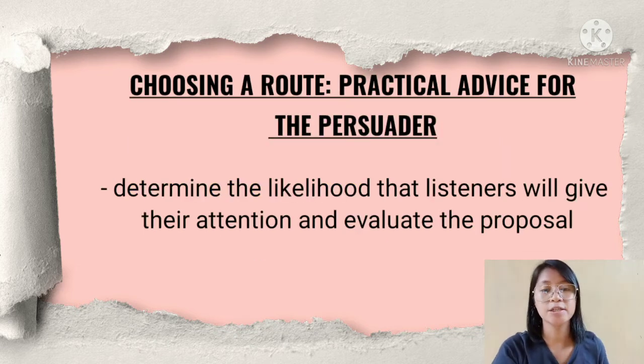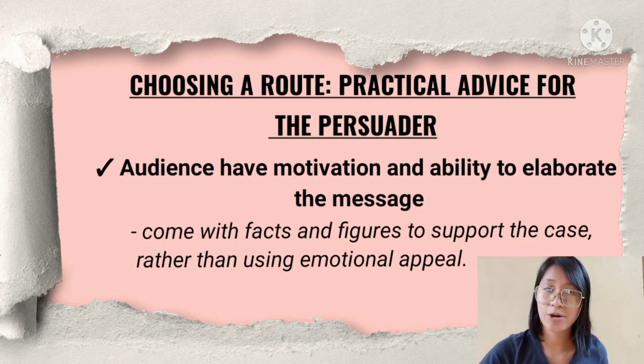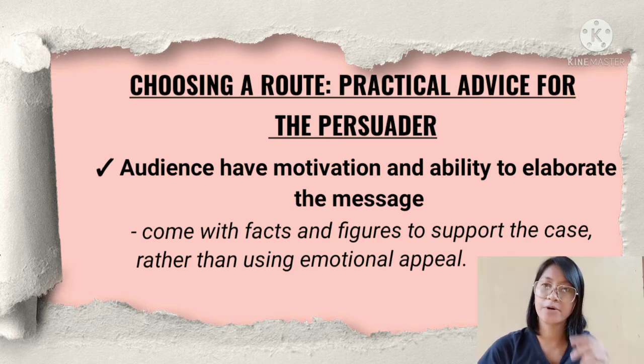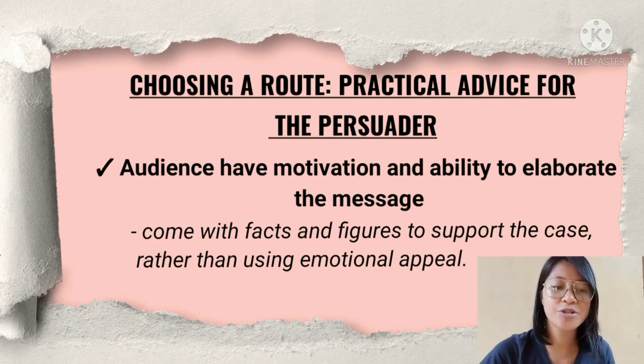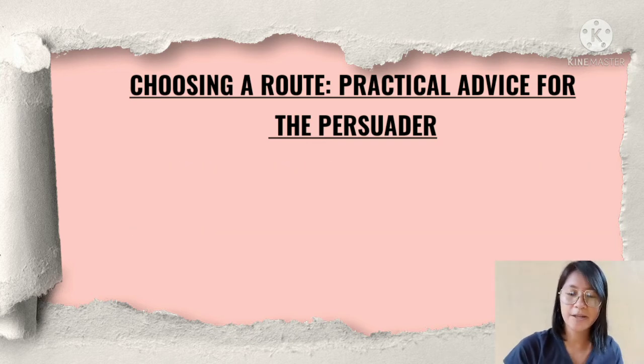Choosing a route, practical advice for the persuader. Petty and Cacioppo state that a persuader or a speaker needs to determine the likelihood that listeners will give their attention and evaluate a proposal. And if the speaker determines that his or her listeners have the motivation and the ability to elaborate a message, the speaker should come with facts and figures to support his or her case, rather than using emotional appeal.